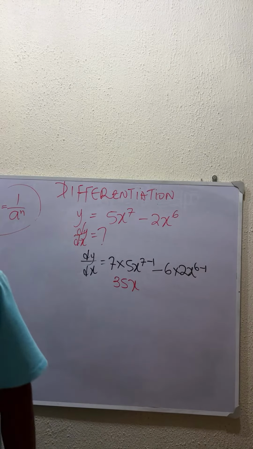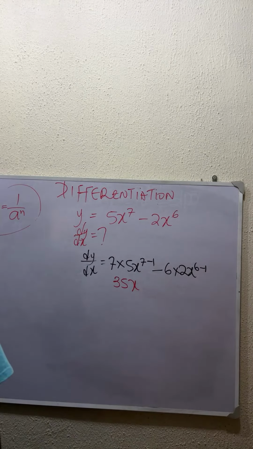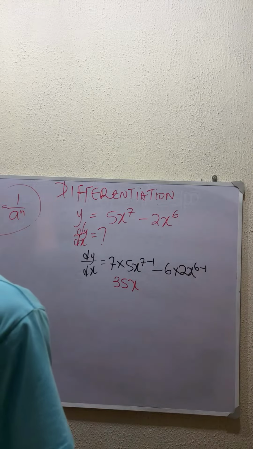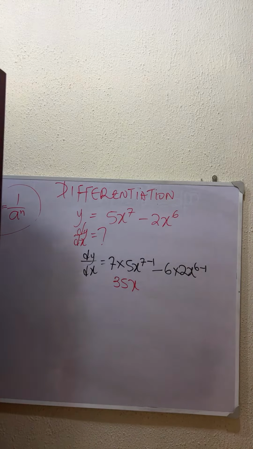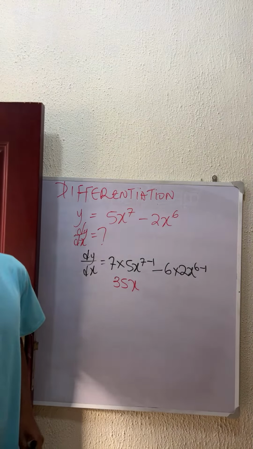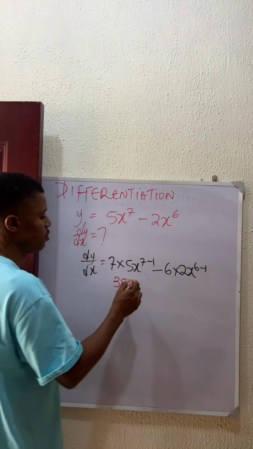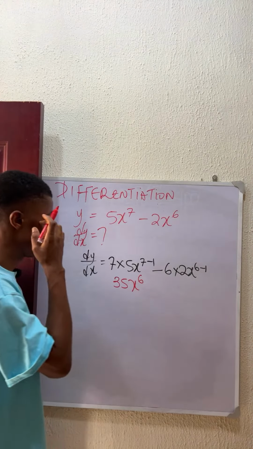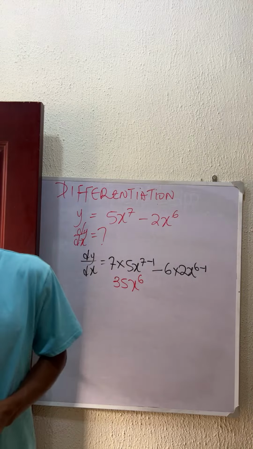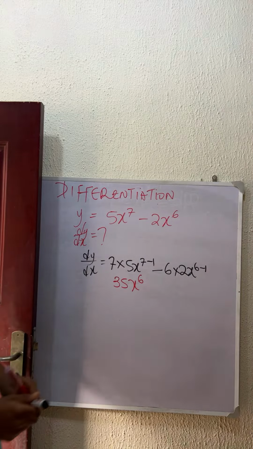What is 7 minus 1? 7 minus 1 is 6. Okay? If you get 6, correct, you're right.